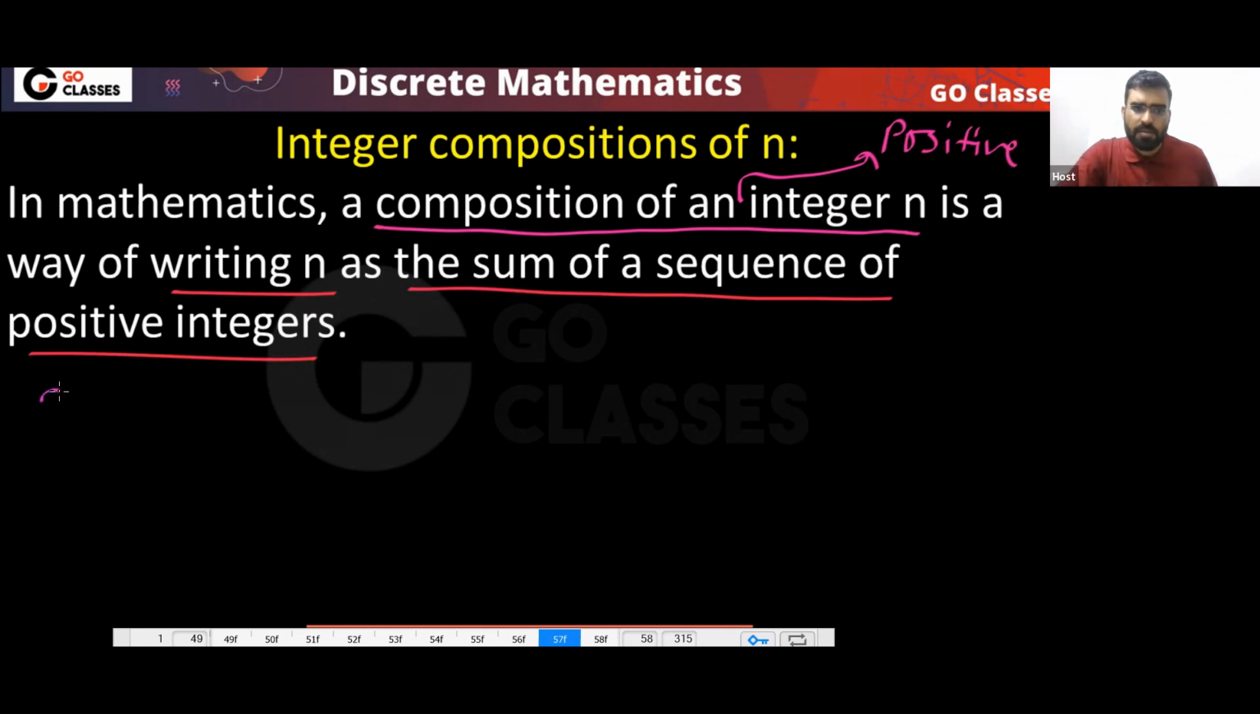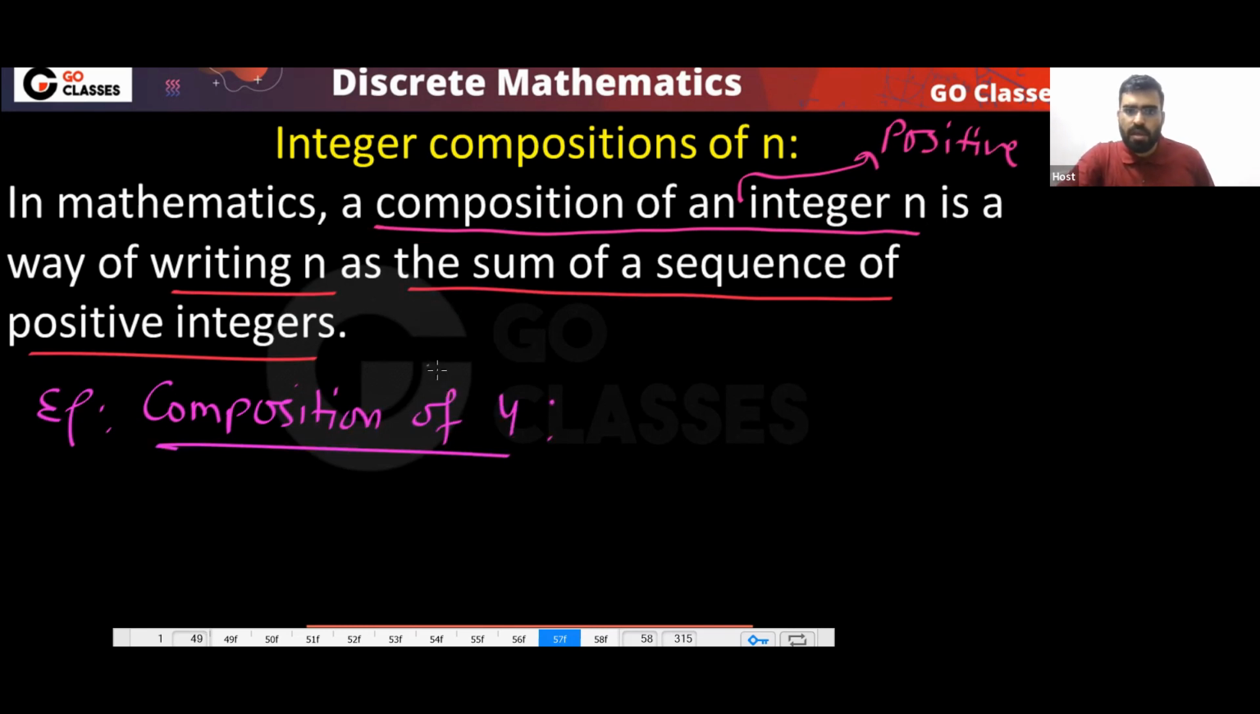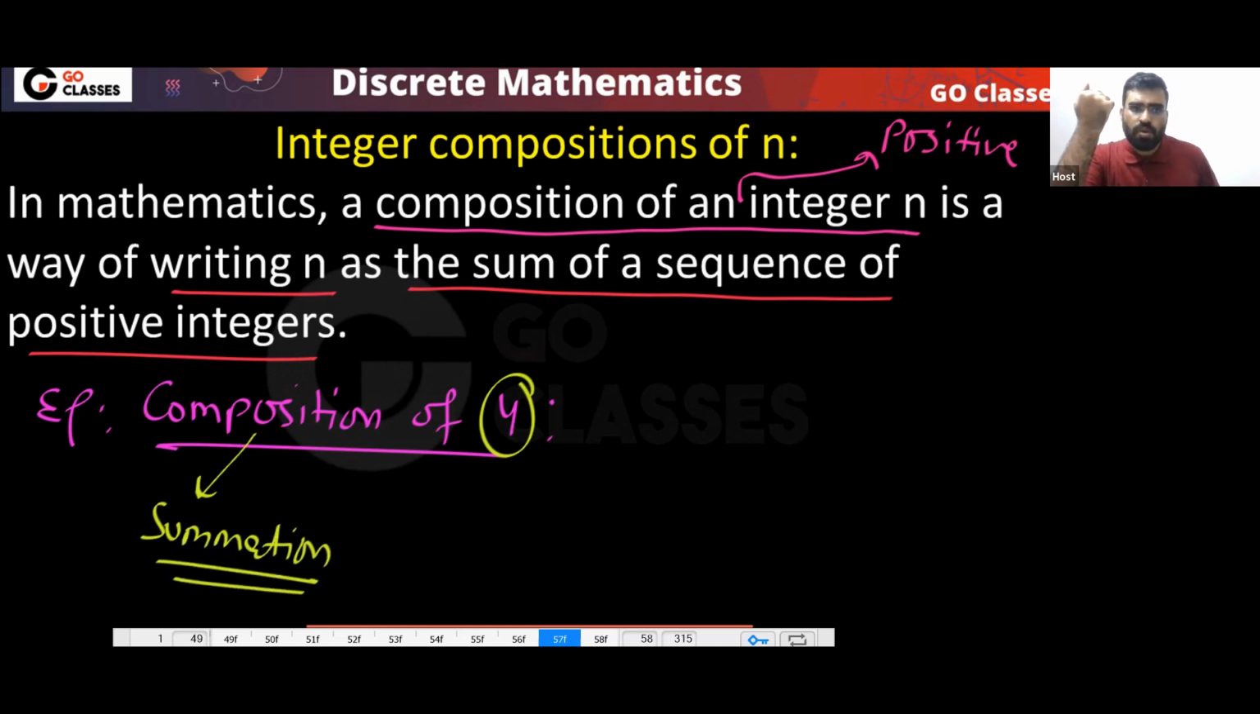So for example, what is a composition of 3? What is a composition of 4? Let's find out how many compositions of 4. Composition of 4 means, the word itself is telling you, composition means summation. Composition is like a summation. So you can notice, this is a composition of 4.